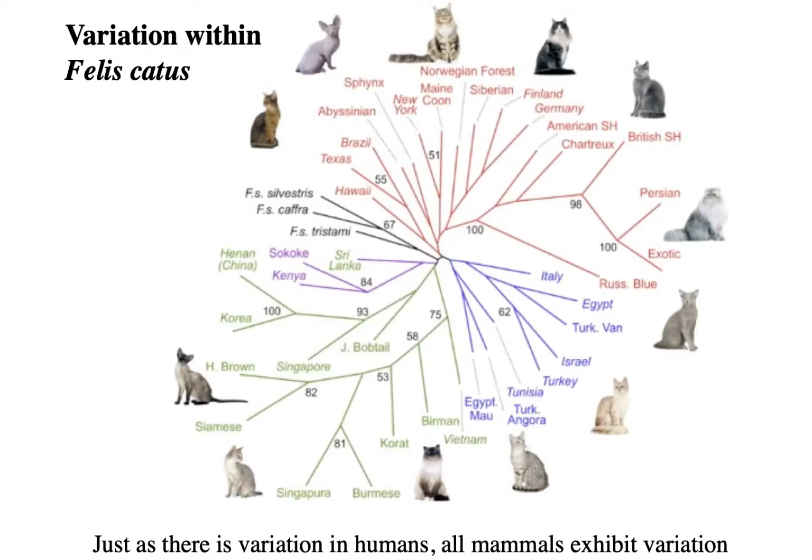So, for example, if we just look at cats, Felis catus, which is one small branch on that previous tree, this has a lot of variation as well, going from a Sphinx cat to a Norwegian forest cat, to a Siamese cat, and so on, Russian blue over here. A lot of variation just in that small branch of that larger phylogram.